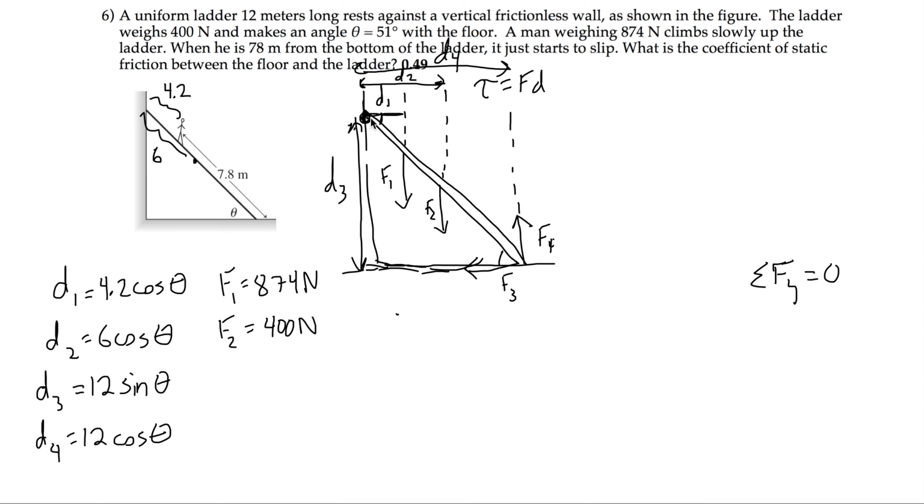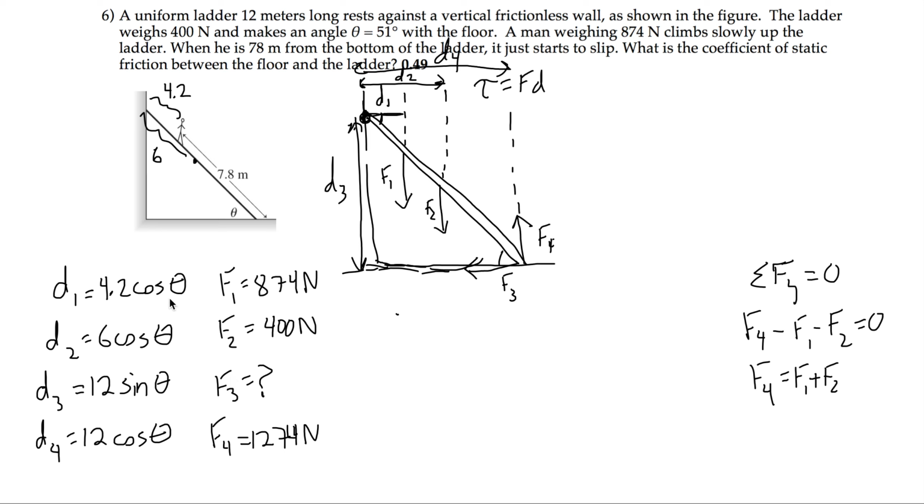And if we just look at the y forces, we only have 3 forces in the y direction, because the force that was here was in the x direction. So we know that F4 is positive and F1 and F2 are negative. Those must sum up to 0. So we know that F4 is equal to F1 plus F2. So it's going to be 1274 newtons. So I'll go ahead and write that down. And now we only have one unknown, which is F3.